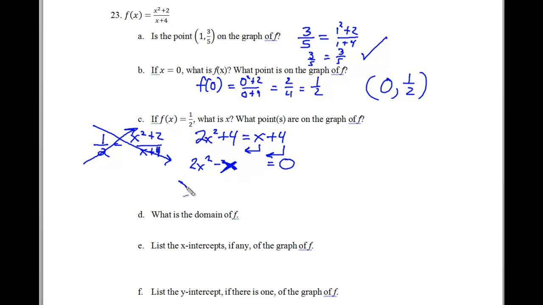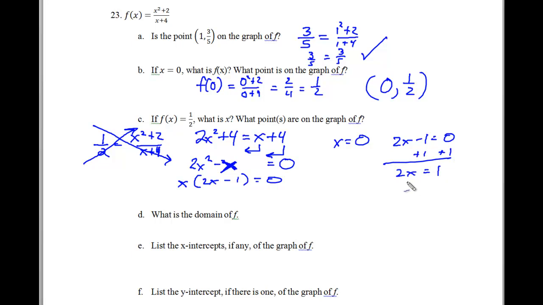I get to factor out an x, and I get x times 2x minus 1 equals 0. And now I have one of my two answers. x is equal to 0, and 2x minus 1 is equal to 0. I'm going to add 1 to both sides. 2x is equal to 1. Divide both sides by 2. x is equal to 1/2, and x is equal to 0.